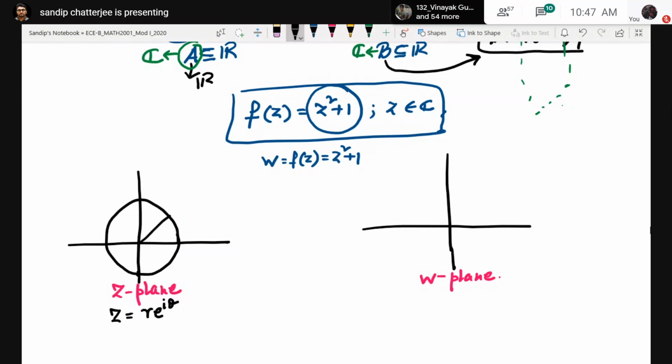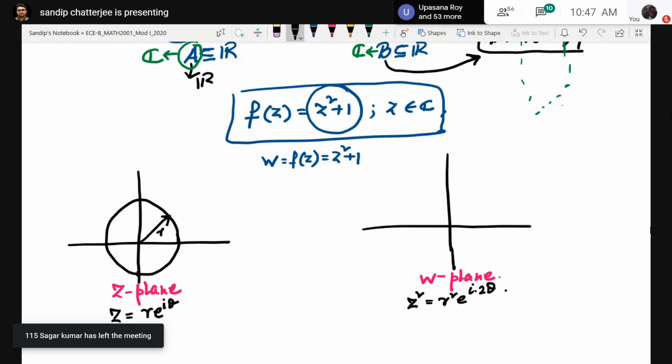If I consider this as a circle of radius r, this z will lie somewhere on this circle. Clear? And if this is my z, if I calculate z square, what will be my z square? Let me think about z square first. So what will be my z square? z square will be r square e to the power i into 2 theta.